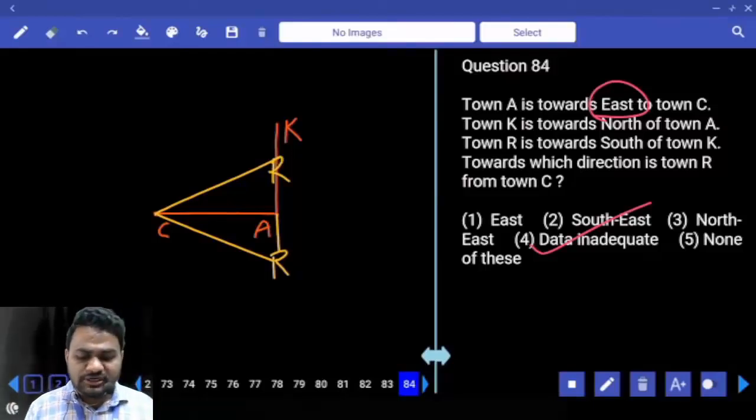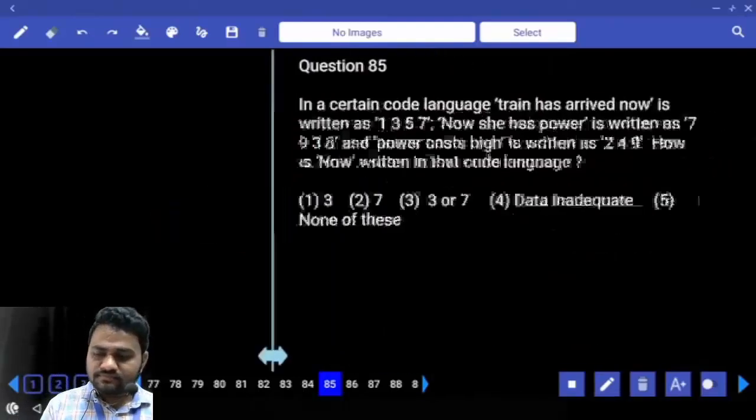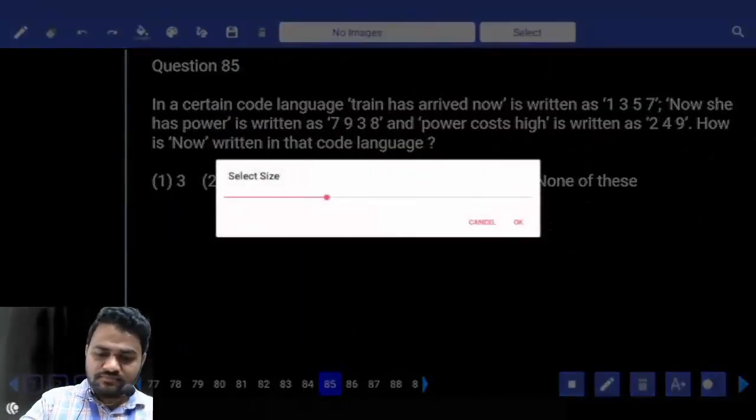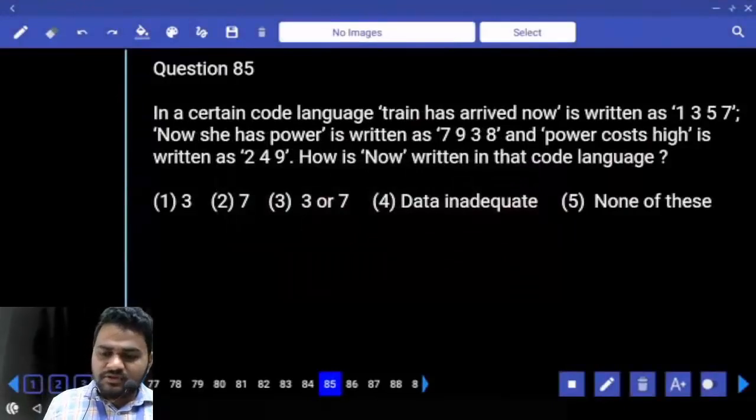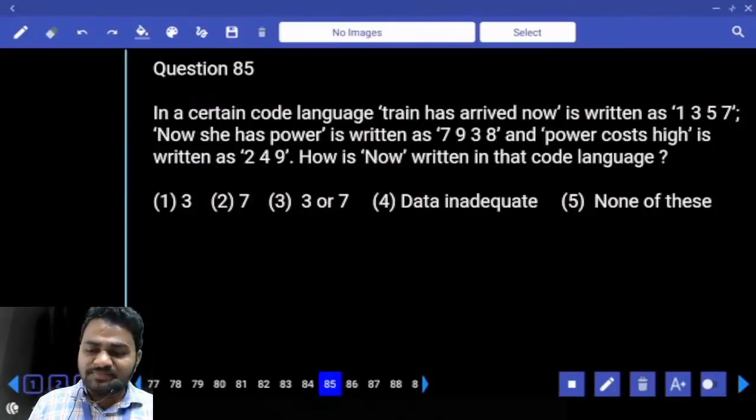Data inadequate, option 4. Next, how is "now" written in that code language? Train has arrived now. Now she has power.